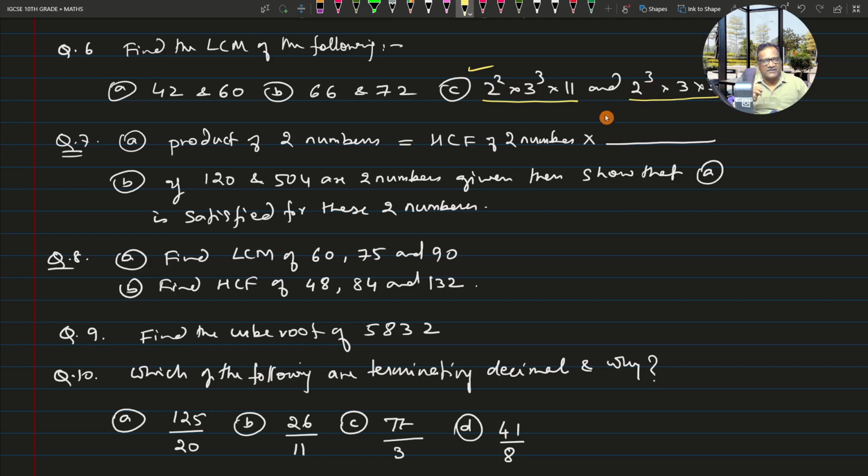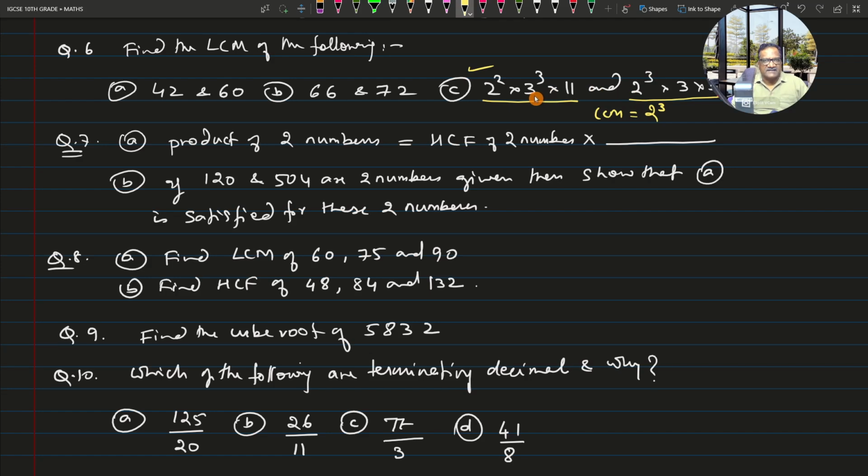So for the LCM, the first common factor is 2. Here you have 2 squared, here you have 2 cubed. Out of 2 squared and 2 cubed, you will have to take the one with the higher power. So I'll take 2 raised to 3.